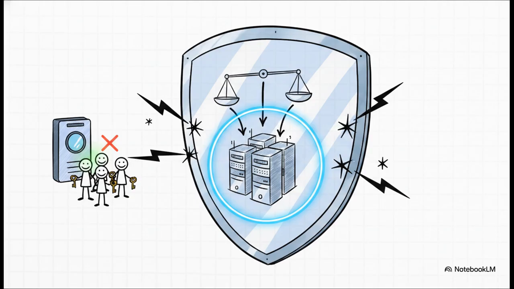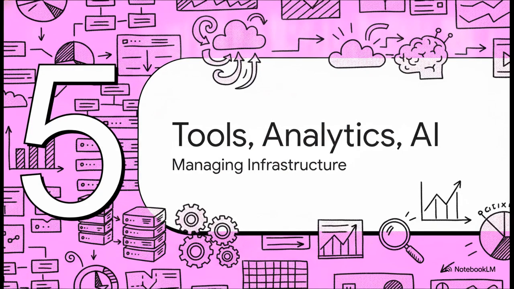Once inside, your virtual private cloud, or VPC, keeps everything isolated and secure on Google's private network. And rounding it out is IAM. This is your VIP list, making sure only authorized users or automated service accounts actually have the keys to touch your stuff. And finally, Section 5, Tools, Analytics, and AI.